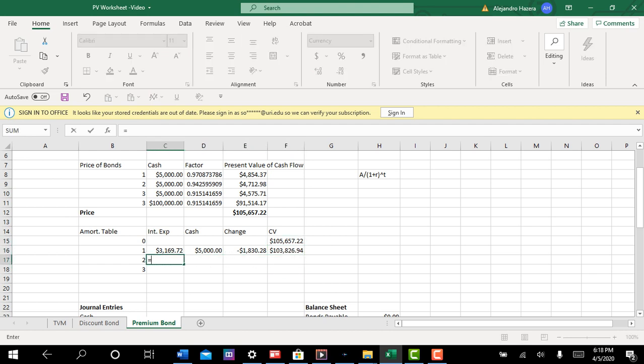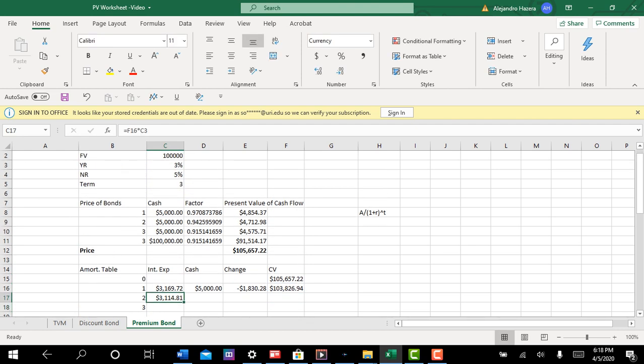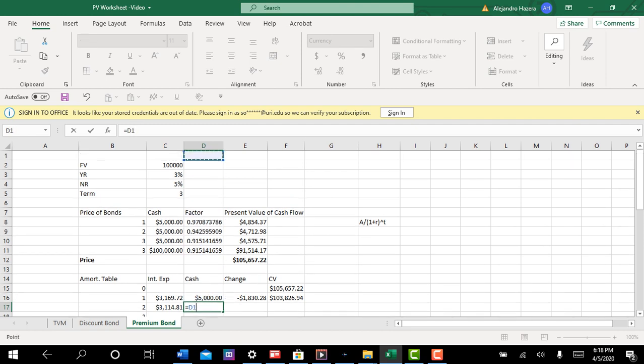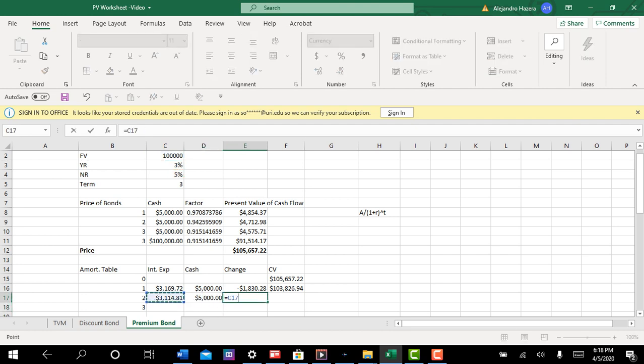Okay, let's go back and do it again. Our interest expense is the previous year's carrying value times your yield rate. So there's your interest expense. Good, it matches my number. You could obviously copy this, but I'm going through it in detail. Your cash is always going to be the face value times the nominal rate. The only thing you use the nominal rate for is to determine your cash. Excuse me, I took it times the wrong amount. So it's 100,000 times the nominal rate of 5%. Okay, so the change is equal to the interest expense minus the cash.